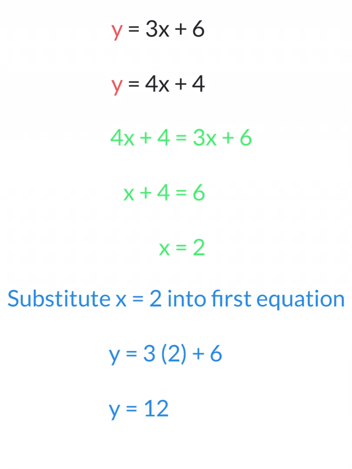Moving the x across, so subtracting 3x from both sides, we get x plus 4 equals 6. Subtracting 4 gives us x equals 2. And then we substitute x equals 2 into the first equation, giving us y equals 3 lots of 2 plus 6, so y equals 12. So the solution for this simultaneous equation is x equals 2, y equals 12.